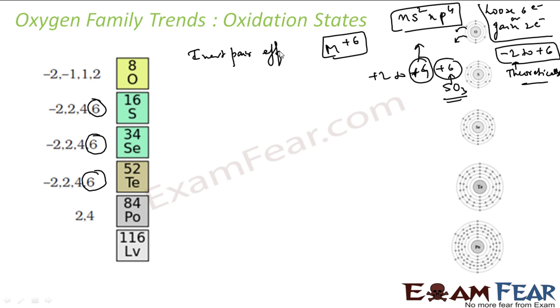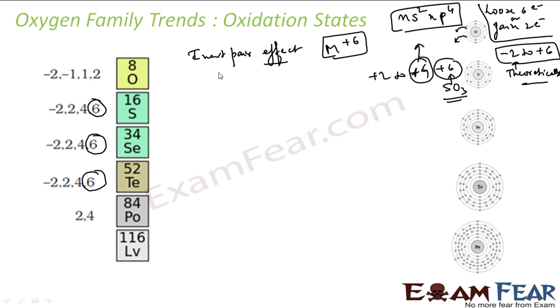Inert pair effect, because of this it is showing only at the max +1, right? So +6 is possible, but very difficult, because it is very difficult energetically to get rid of 6 electrons.